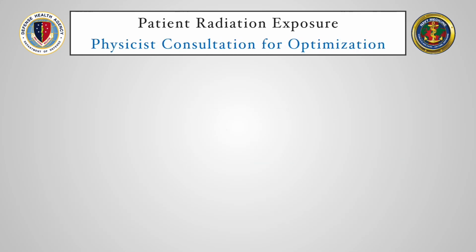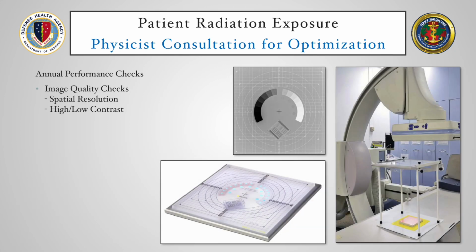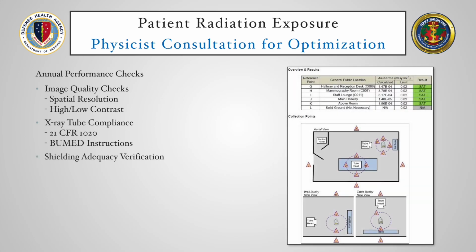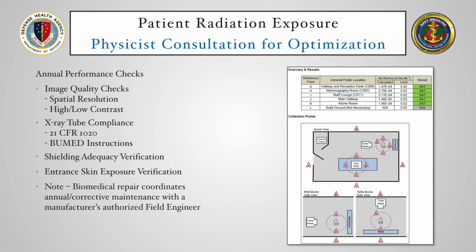Radiologists should consult with the radiation safety officer or medical physicist at their institution to review the dose savings features of the equipment within your department. The medical physicist performs image quality checks to include spatial resolution, high and low contrast. They also do X-ray tube compliance in accordance with 21 CFR 1020 and BUMED instructions. They also test shielding adequacy verification and entrance skin exposure. But keep note that if there are any major repairs that need to occur, your department will need to coordinate with Biomed to ensure that a proper field engineer comes and conducts maintenance in accordance with manufacturer's procedures.